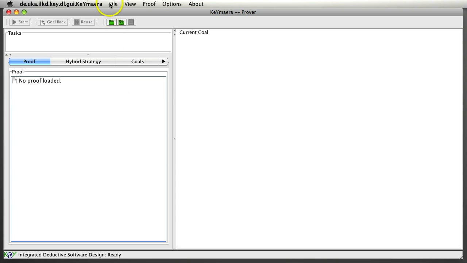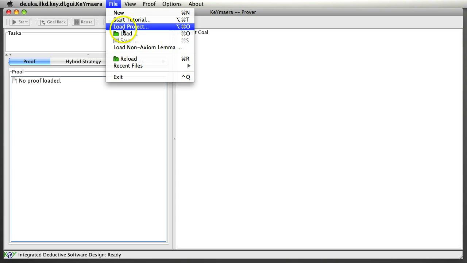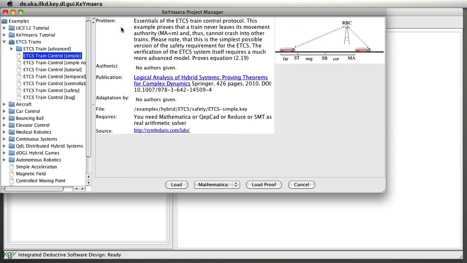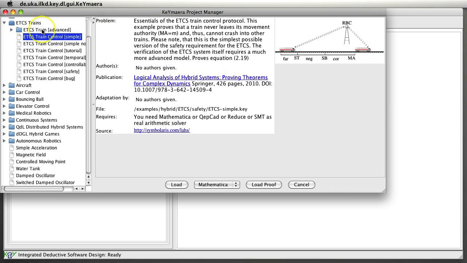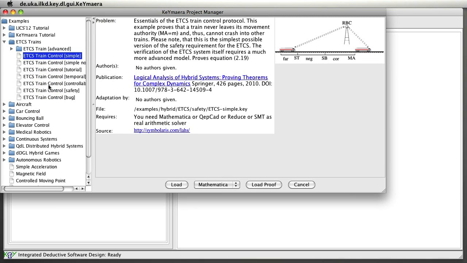You can follow along by selecting File and then Load Project. This gives a full list of projects that are sent out with each version of KeYmaera. And here we'll just choose the ETCS train control, the simple controller.